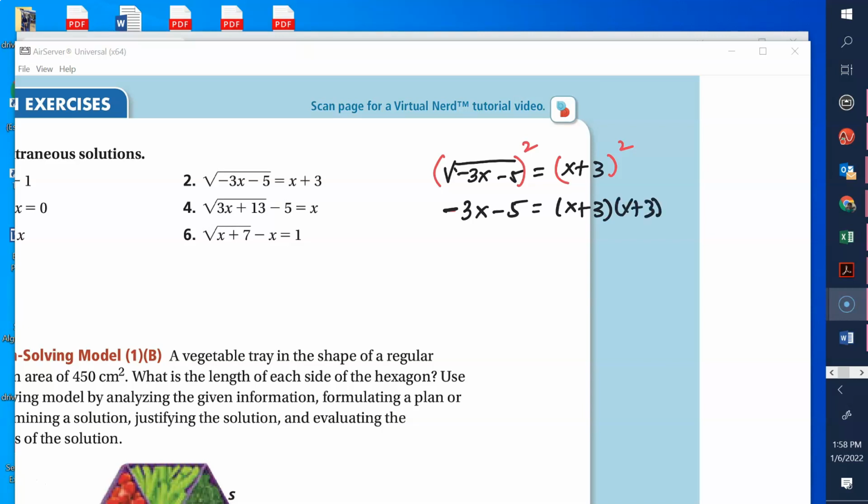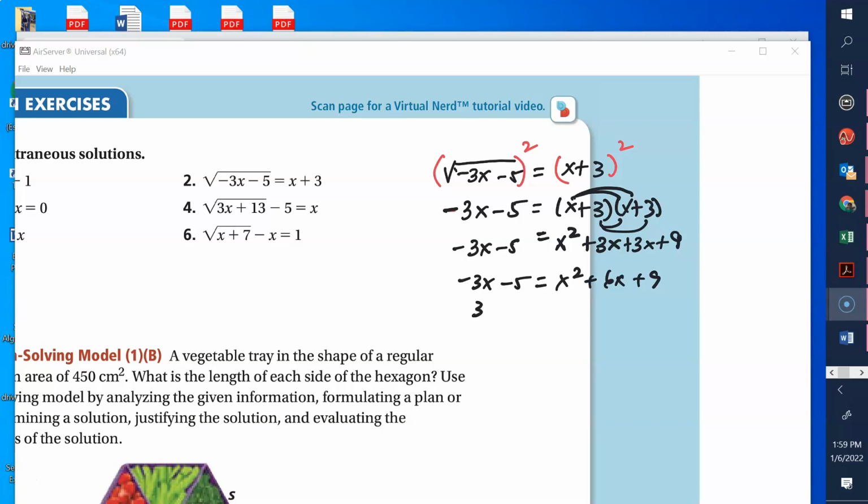Did you do that? And then you did the FOIL method: x times x, x squared, x times 3, 3x, 3 times x, 3x, 3 times 3, 9. Then you have negative 3x minus 5 equals x squared plus 6x plus 9. Did you have that?